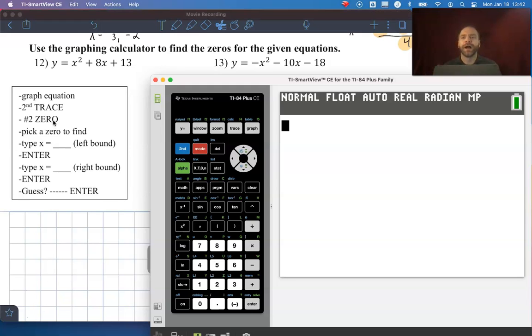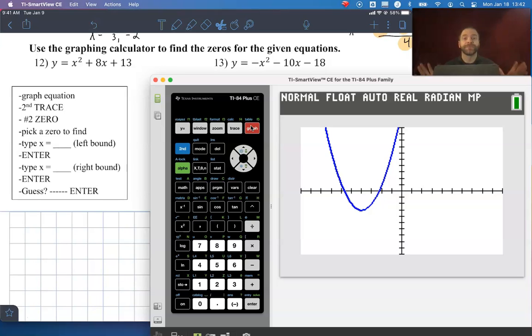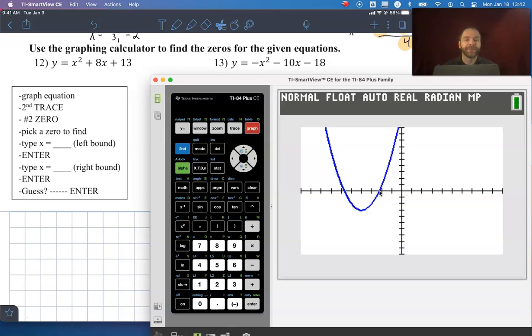So I'm going to go to y equals, and I'm going to type in number 12, x squared plus 8x plus 13. Now, I like to hit graph first, and I can see that my zeros do not look like they're nice numbers. If I take a guess, that looks like it's between -2 and -3, maybe closer to -2. And then if I keep on going, this one could be between -5 and -6, but closer to -6.